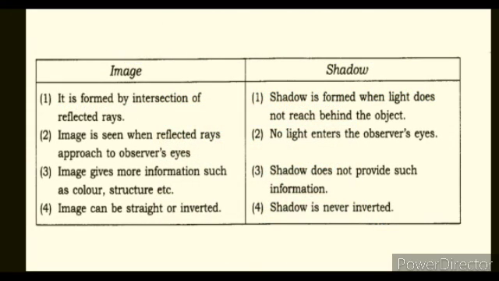Here is the difference between image and shadow. An image is formed by the intersection of reflected rays, but a shadow is formed when light does not reach behind the object. An image is seen when reflected rays reach the observer's eyes, but with a shadow, no light enters the observer's eyes. An image gives more information such as color, structure, etc., but a shadow does not provide any information. An image can be erect or inverted, but a shadow is never inverted.